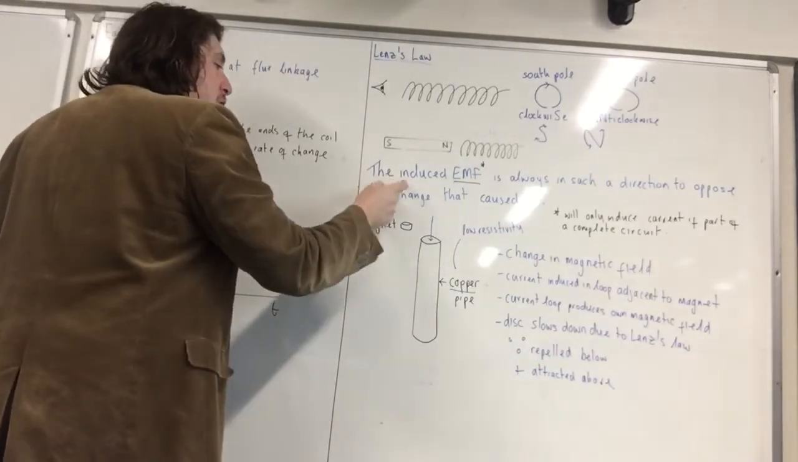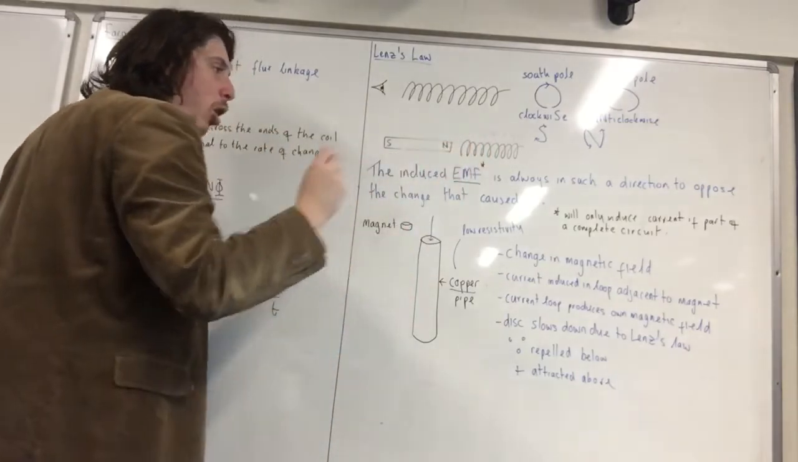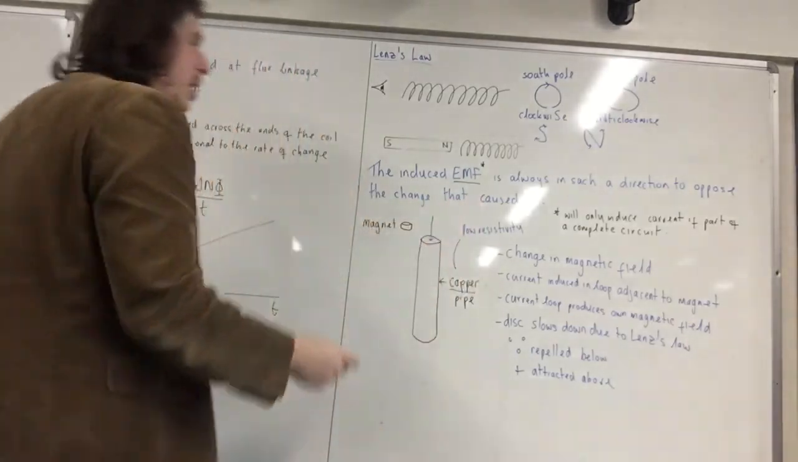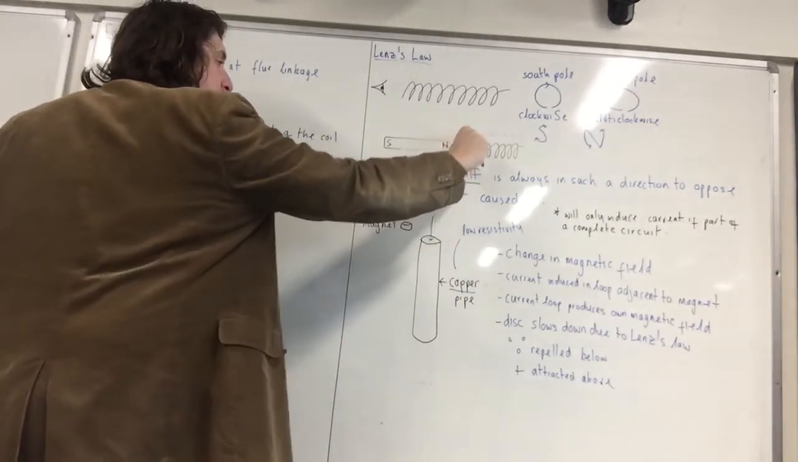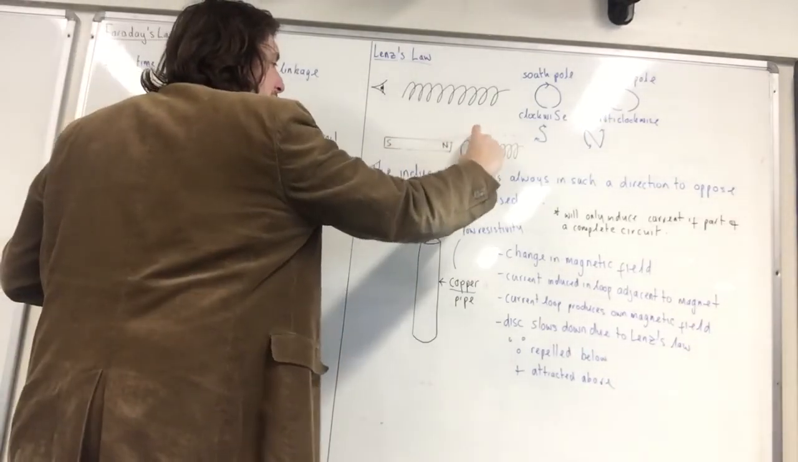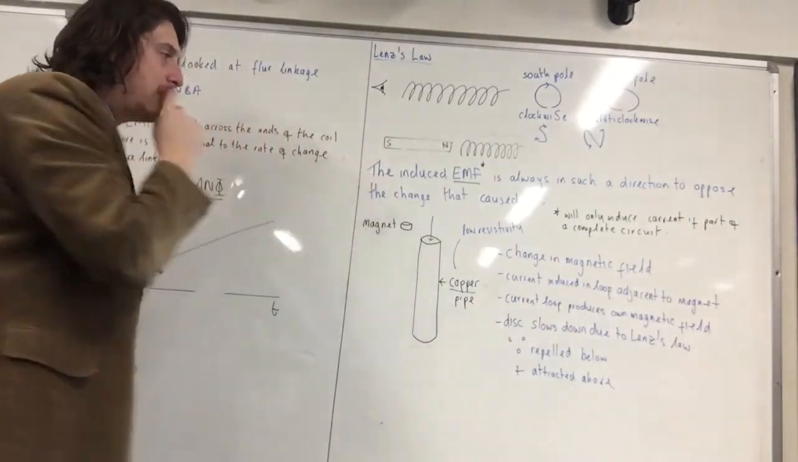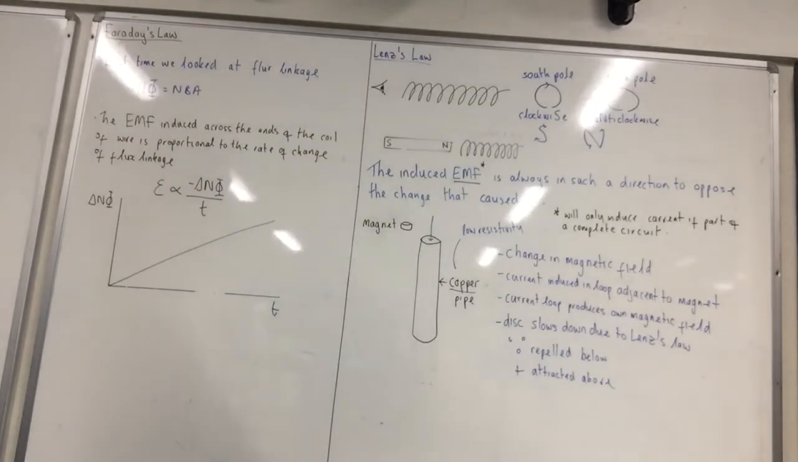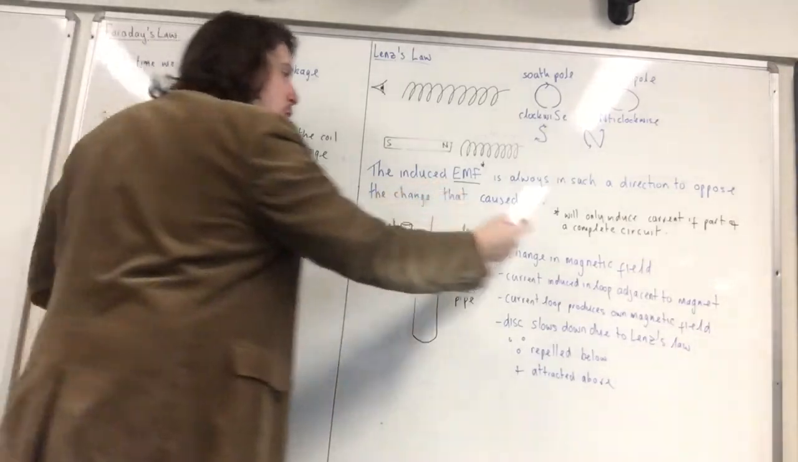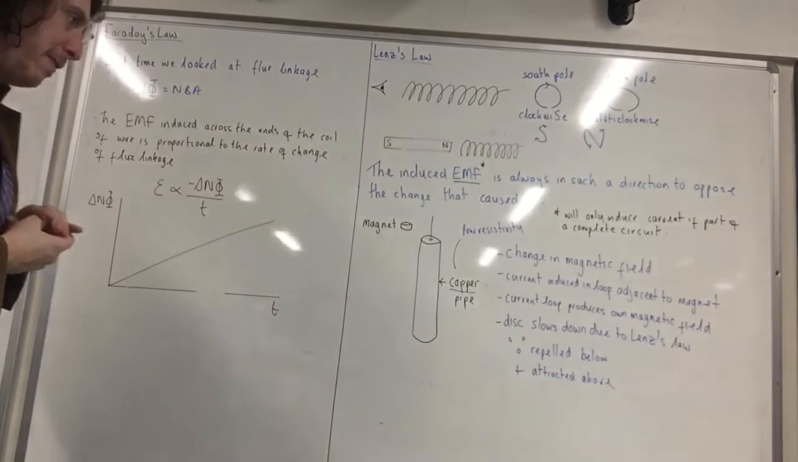So the induced EMF, because we're going to induce the EMF by moving a magnet through here, is always in such a direction to oppose the change that caused it. So if we chuck a north pole into there, then a north pole will be generated across the end, and vice versa. If we chuck a south pole into there, then a south pole will be generated across the end. Learn that definition: the induced EMF is always in such a direction to oppose the change that caused it. It's only going to be an induced current if it's part of a complete circuit, so play it safe and talk about EMF.